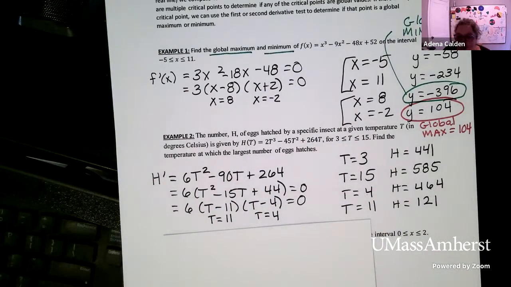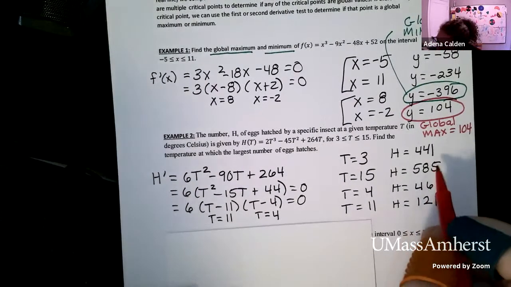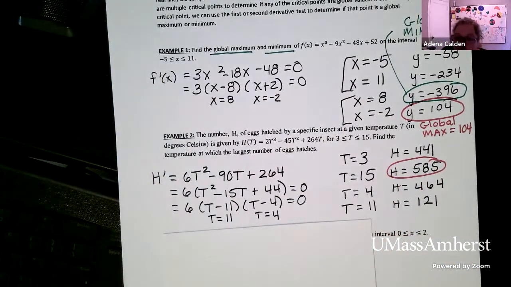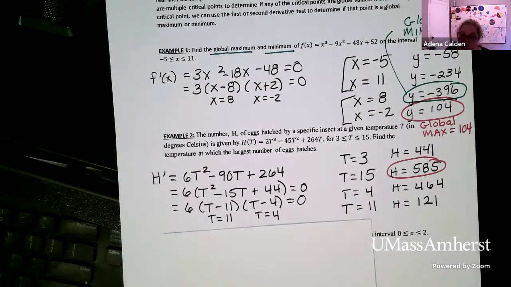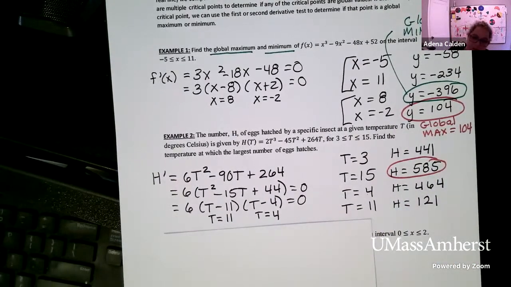But I look at these and I say, okay, I'm looking for the largest number of eggs hatched. So that is a global maximum. So in this list, the largest number of eggs hatched is 585. So if the question was, what is the largest number of eggs hatched? I would be reporting the global maximum of 585.